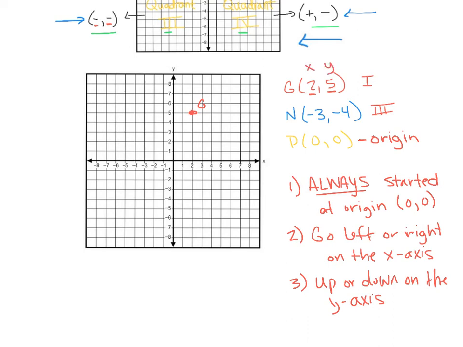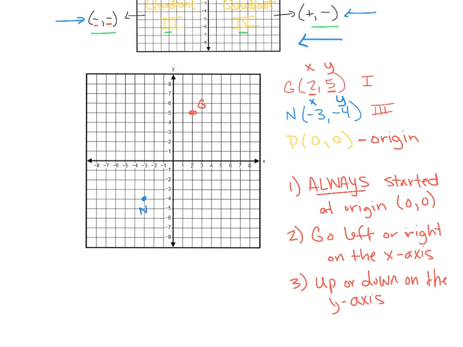N is a little bit different because they're both negative. So we're going to start at the origin, and we're going to go to -3 on our x-axis, which is to the left, and then we're going to go to -4 on our y-axis, which is down, and we're going to make a mark. And because it gave us a name, we're going to say this is point N. You don't need the little parentheses there.